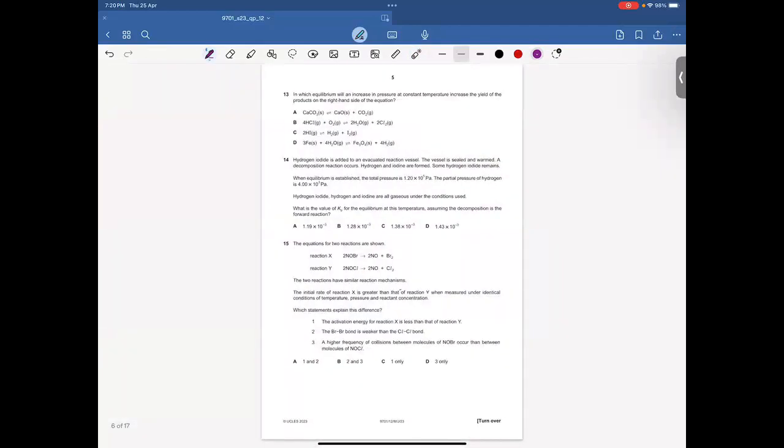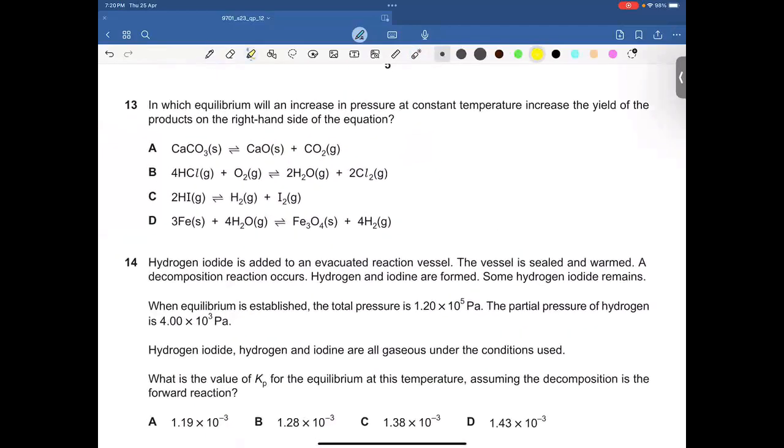All right. Question number 13. In which equilibrium will an increase in pressure, when you increase the pressure, volume decreases according to Boyle's law? And volume decreases means lesser number of moles, because if we have less moles, we have less volume. At constant temperature, that confirms the presence of Boyle's law.